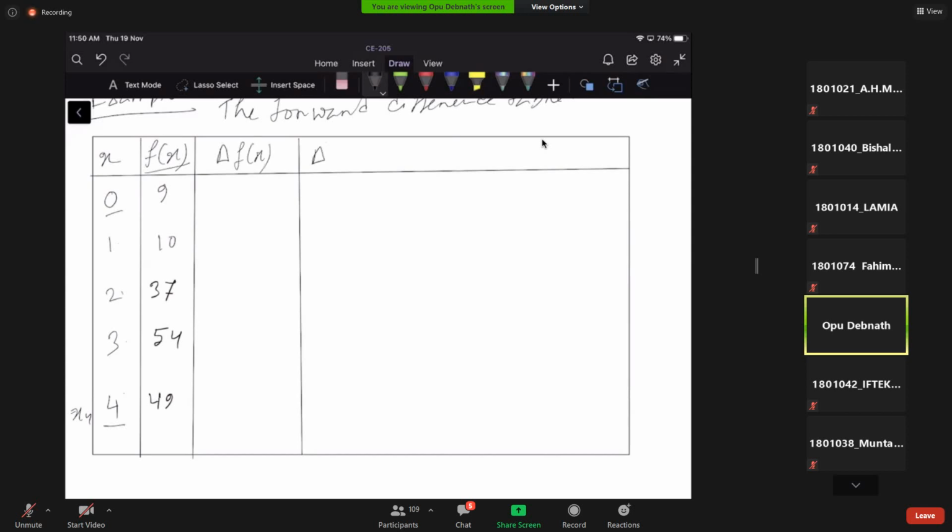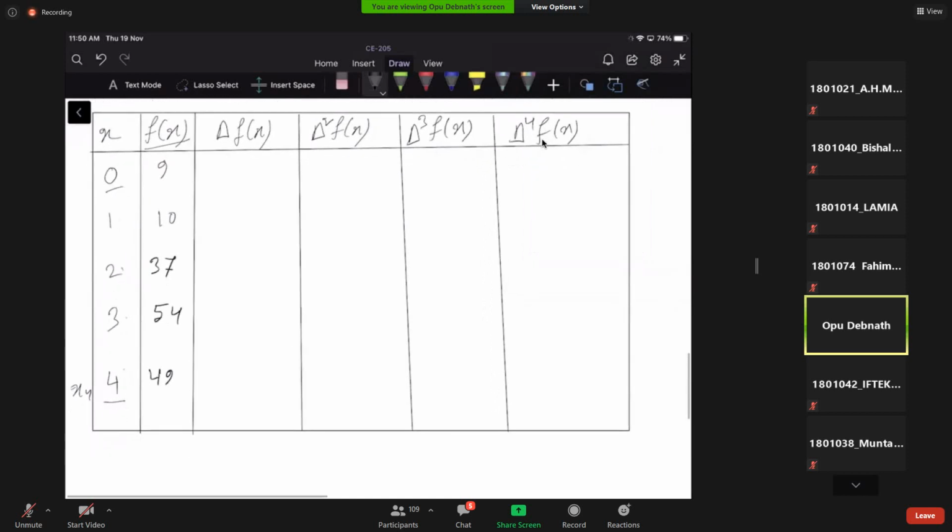Second one will be forward difference, del square, second difference function of x, that means del square y. Third one will be del cube function of x. And fourth one will be... okay, it's clear. So the very easy technique is to start from bottom.